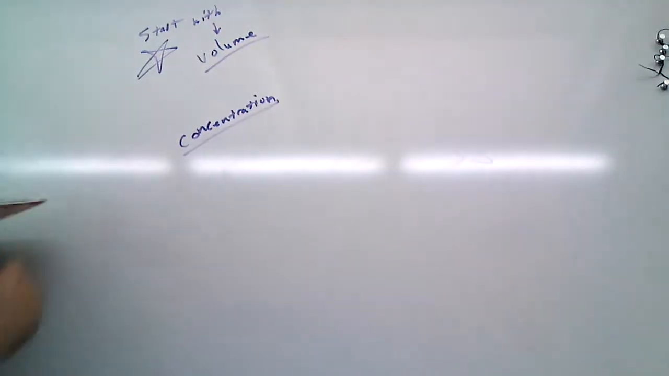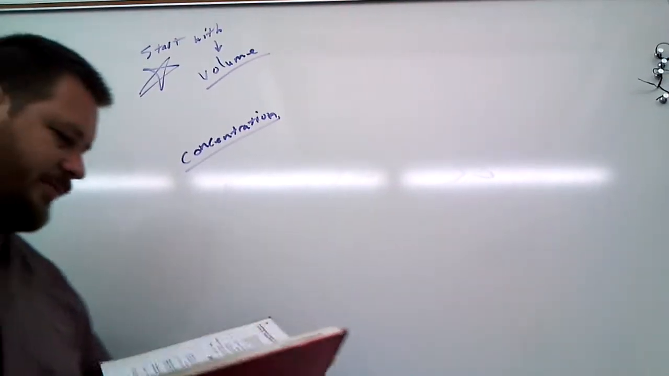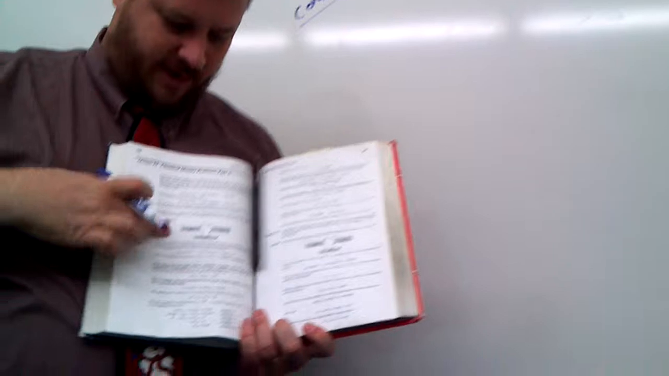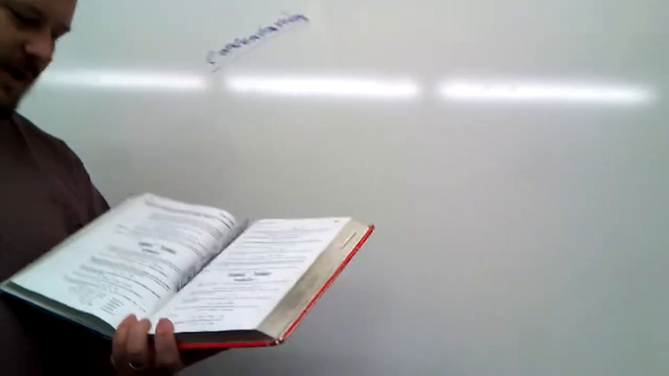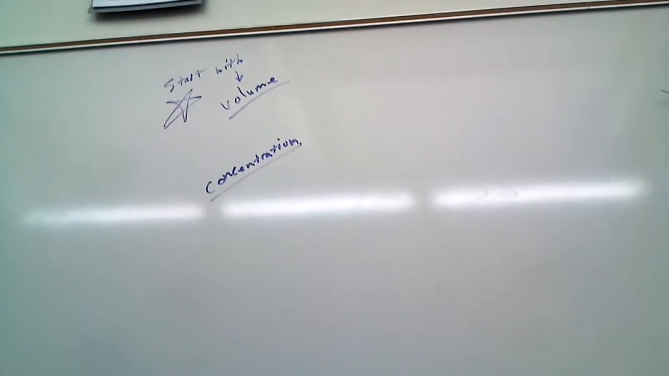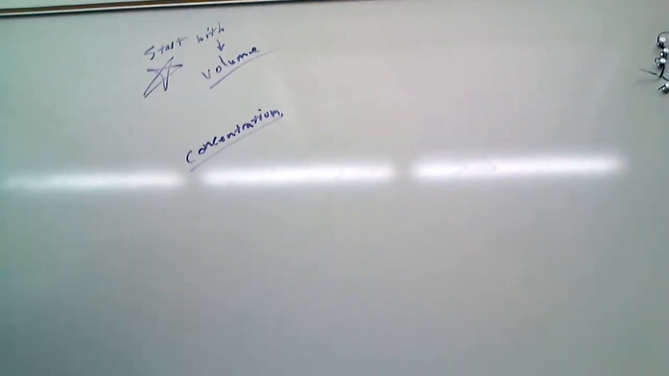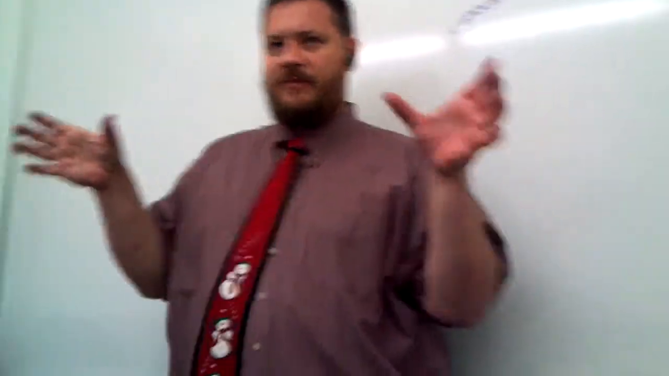Start with volume. And with these kinds of problems, take a look at this little diagram. The idea here is we've got three buckets, so to speak. We've got a bucket of one liquid and a bucket of another liquid, and we are going to dump some of each into another bucket.